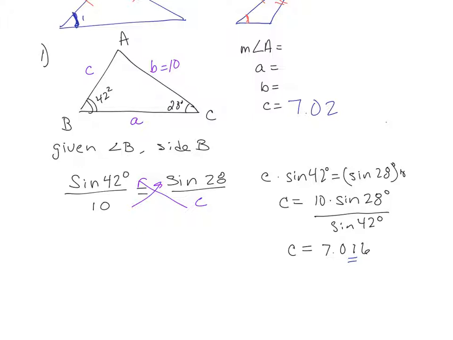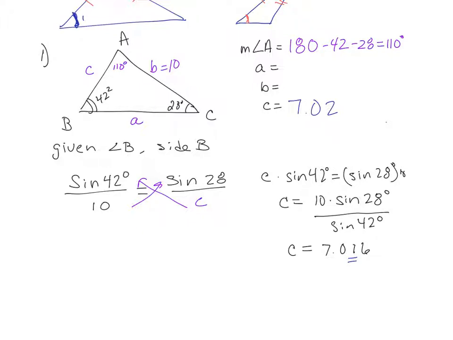All right, so the next ratio we can go ahead and solve for, let's go ahead and solve for A. Now, measure of angle A is given to us, even though we don't have that number. It's easily found by taking 180 minus 42 minus 28. So I know that the measure of angle A is 110 degrees. And again, obviously this is not drawn to scale.